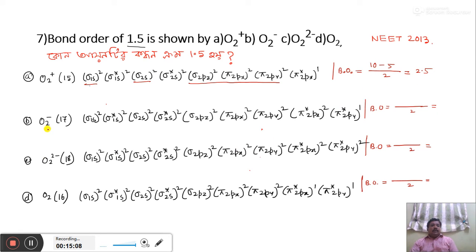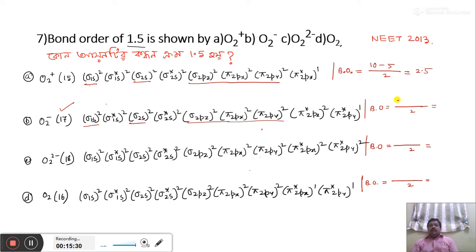In case of O2-, the number of electrons present is 17. Its electronic configuration is sigma 1s2, sigma star 1s2, sigma 2s2, sigma star 2s2, sigma 2pz2, pi 2px2, pi 2py2, pi star 2px2, pi star 2py1.